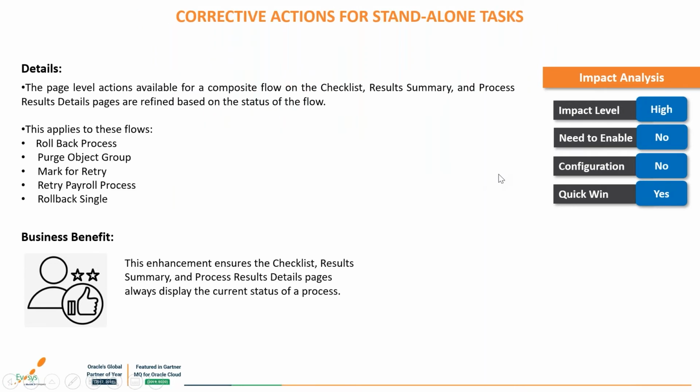The next feature we have is corrective actions for standalone tasks. So this feature has been added to improve the usage of actions performed on completed flows. So for example, if a flow is marked for retry status, the system will not allow you to mark it for retry again or submit it. The only option available in this case would be a retry option. And additionally, Oracle recommends that we use the rollback option from the actions directly rather than submitting a standalone rollback flow. This is to ensure that there aren't any contradicting flows showing up on the view flows task.